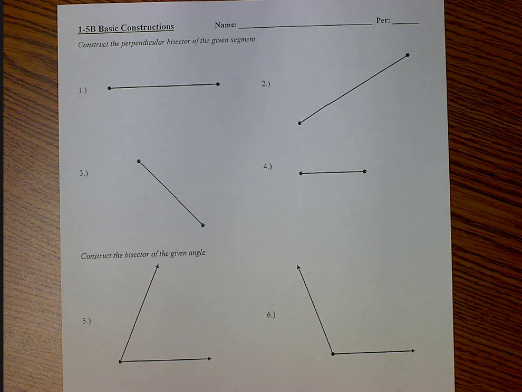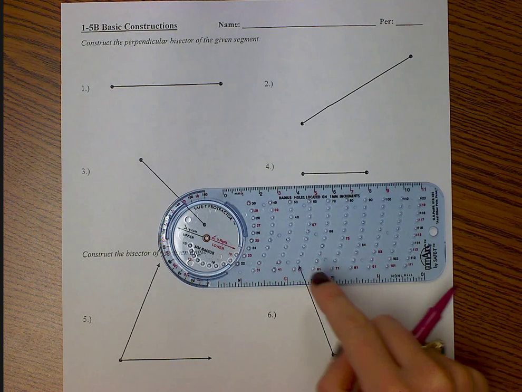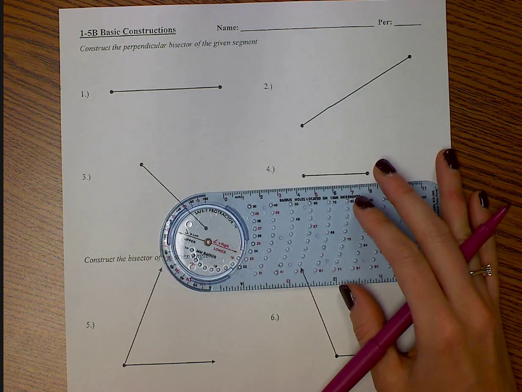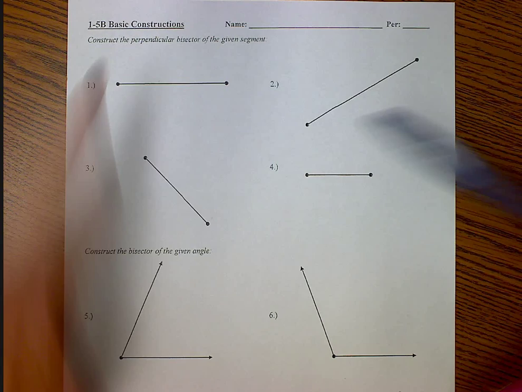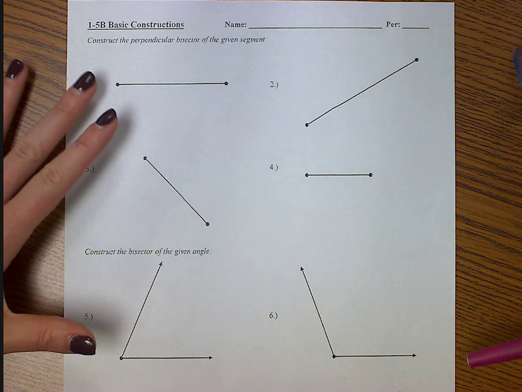Today I'm going to show you guys how to create the second two types of constructions with your good old Comtractor here. So yesterday I showed you how to copy a segment and how to copy an angle. Those were the first two types. The second two types are what we're going to do on this sheet right here.